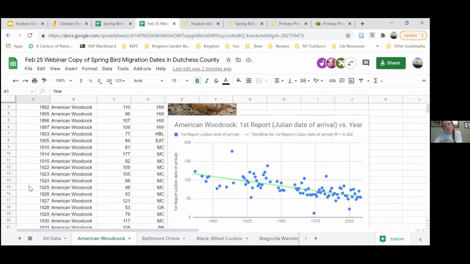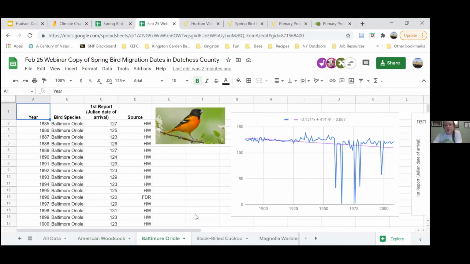And I would say for the American woodcock, it seems like it was generally arriving early to mid-March about a century ago. And now it seems like it's arriving around day 60 or so, maybe February. So maybe it's a whole month or so earlier that it's starting to arrive. And that looks pretty convincing to me. I know there's some variation year to year, and that could be for a whole bunch of different reasons, especially the fact that weather is variable from year to year, but it seems like the woodcock is arriving earlier and earlier, which might be an indicator of climate change. All right, let's check out that Baltimore Oriole.